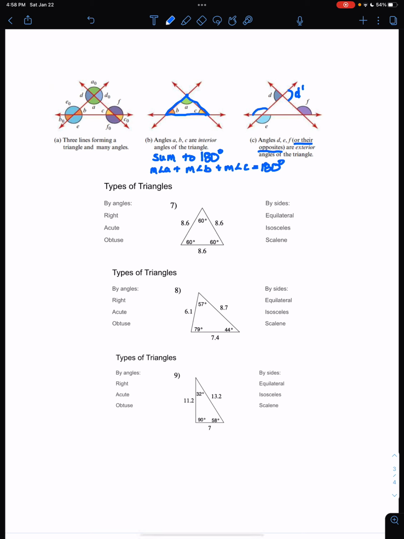Same thing with E and E prime here. F and F prime. They are congruent because of vertical angles. But another thing that we want to look at is we could have angle D, E, and F, and if we sum them together, the measure of angle D plus the measure of angle E plus the measure of angle F, all together should sum up to 360 degrees. So some interesting properties for three lines that intersect to form a triangle.